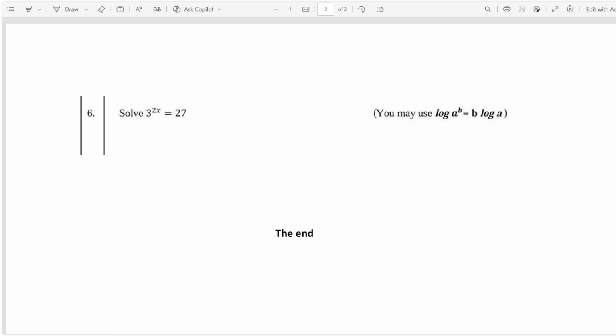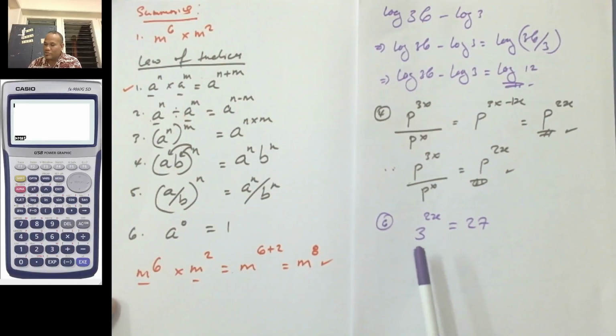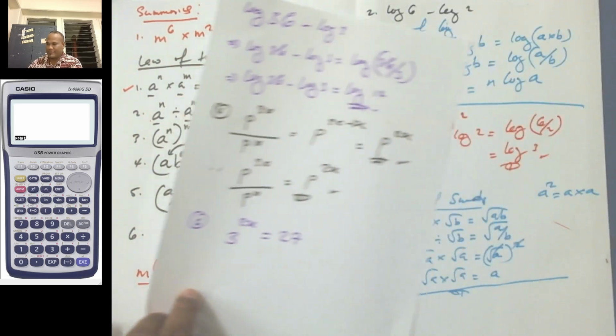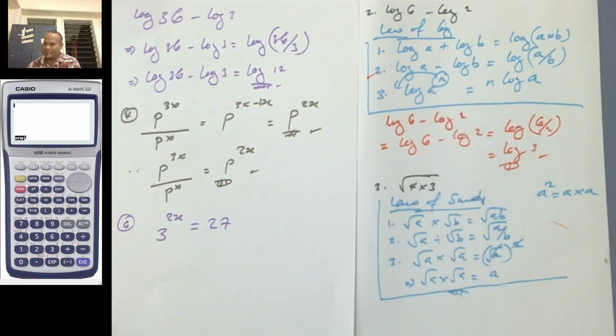So the last question is saying solve. This is question 6, which is question 5 for our case. Solve 3 to the power of 2x is equal to 27. Now let's have a look at that. The question is saying we need to solve 3 to the power of 2x is equal to 27. Where's the logarithm? Okay, we'll apply this law. Now this law comes into play here.